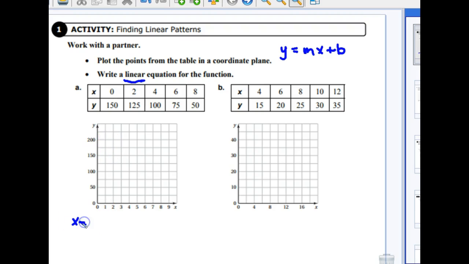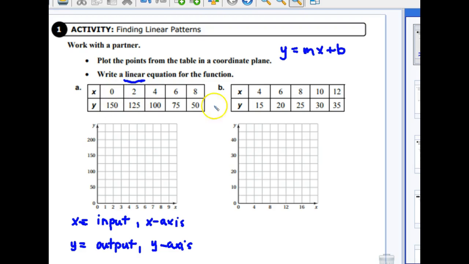So x is your input, right? And it's also going to be your x-axis, and the x in your ordered pair. Y is your output. And when we graph it, it will be represented by the y-axis. All right?